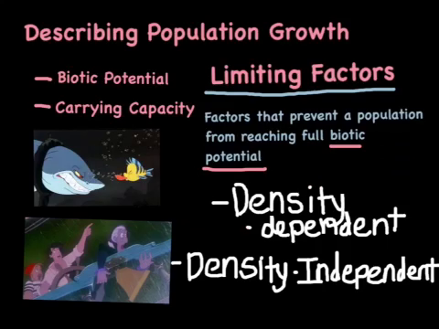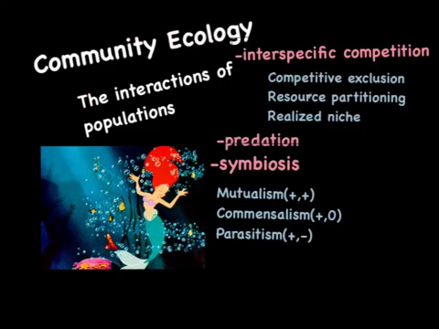To describe population growth, there is biotic potential and carrying capacity, which basically are both the highest a population can reach. They are affected by limiting factors, which are factors that prevent a population from reaching it. And there are density dependent and independent factors. Dependent is within a population, such as predation, like shark and flounder. Then there's density independent, which is something outside the population that affects the population from growing, which in this case is a shipwreck or a storm or a natural disaster.